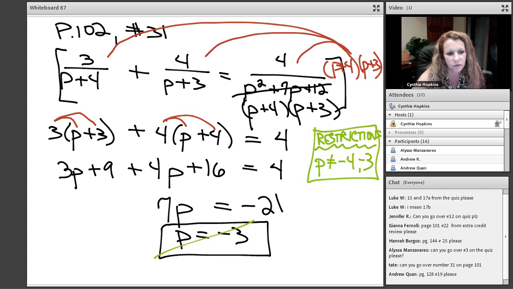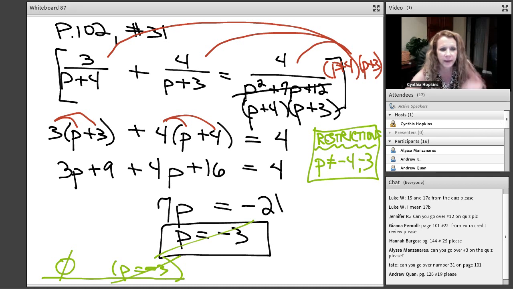If this was on the test, my final answer is the empty set. I'm just going to put that symbol there. And then I'm going to write that p equals negative 3 was an answer I got, but I rejected it. Notice I did not write p does not equal negative 4 or negative 3. I'm not asking you to tell me what the restrictions are. I want you to write down what you got for your answer, which was negative 3, but that you rejected it.